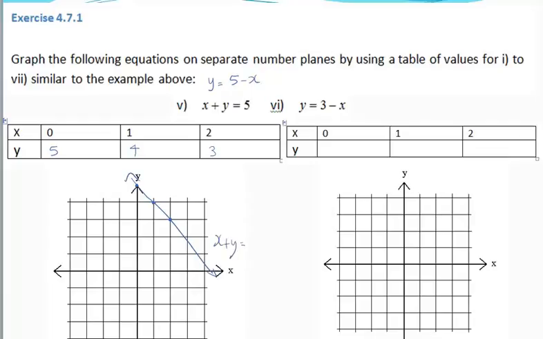x plus y equals 5. So here y is equal to 3 minus 0, which is 3. 3 minus 1 is 2. 3 minus 2 is 1. So x is 0, y is 3. x is 1, y is 2. x is 2, y is 1.